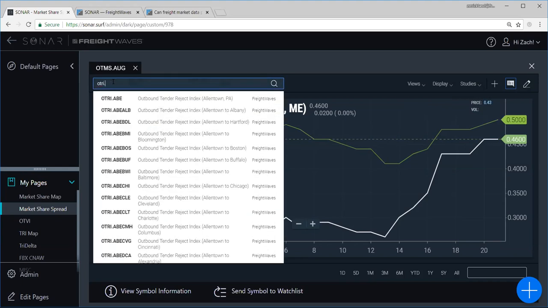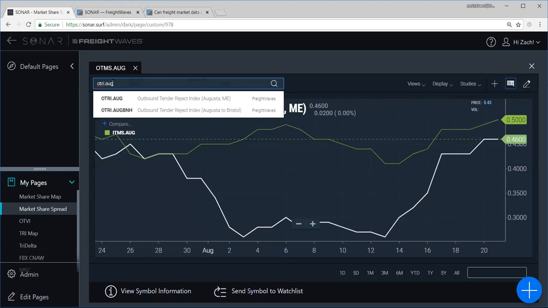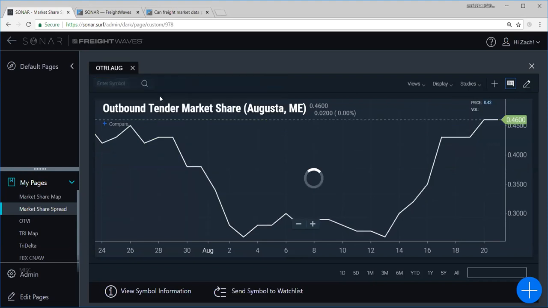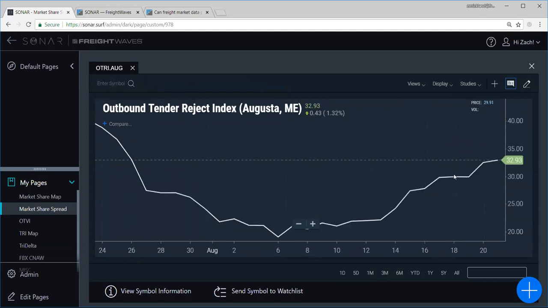Let's see what's going on with tender rejections in Maine. And you can see there's really only a couple of lanes available for Maine, and that is due to the low volume. You have essentially going to Bristol, Connecticut, the home of ESPN. Maybe ESPN needs some berries at this point. So you can see the tender rejections are actually going up in Maine. They've increased steadily throughout the month of August.